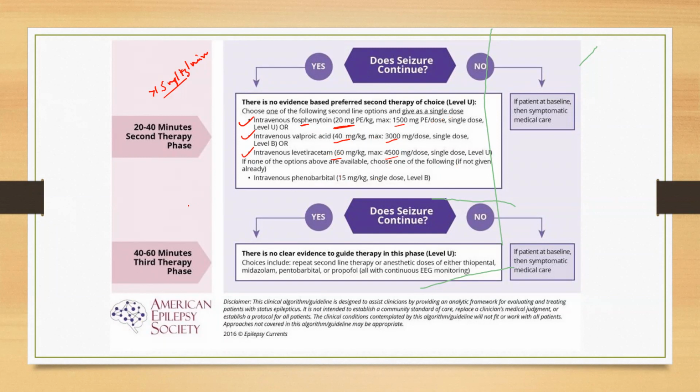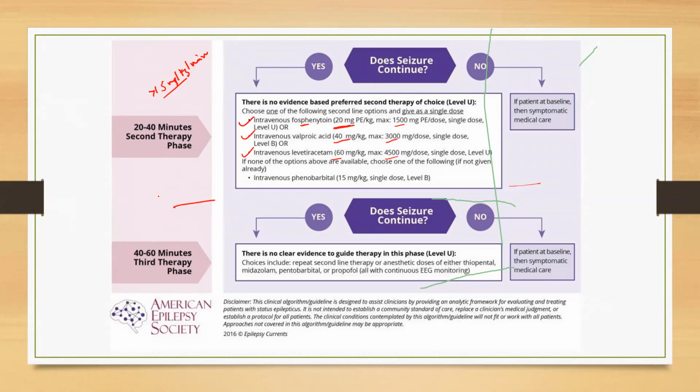And after this, if the seizures are still persisting, the next option is you can go for a second line agent. The second line agent is the other drug used from this. For example, if you have used phenytoin, you can now use valproate. If you have used valproate, you can use phenytoin or levetiracetam, like that. So you can use a second agent if the seizures are not controlled.